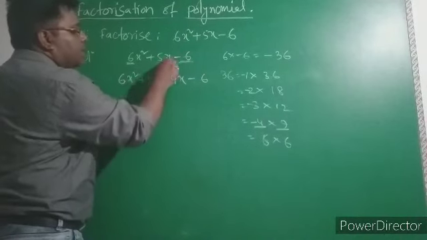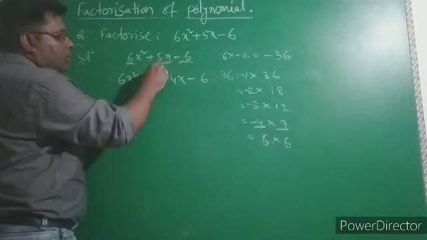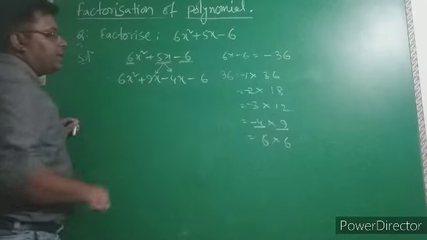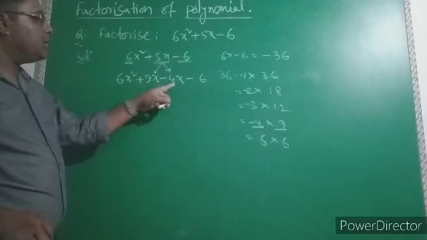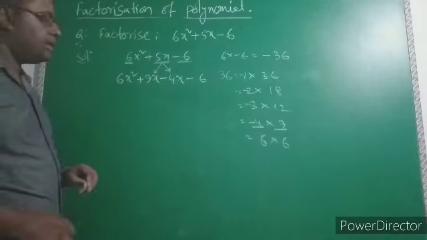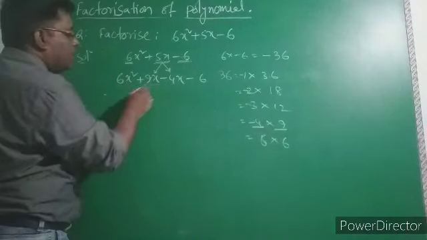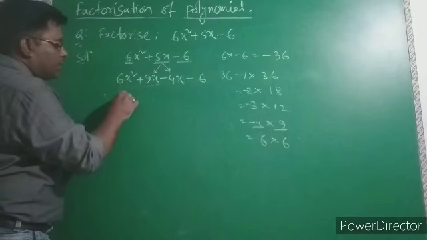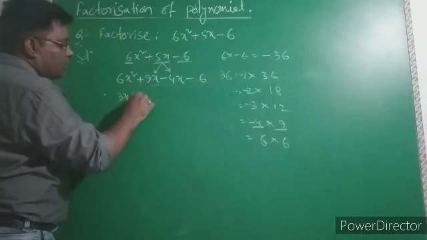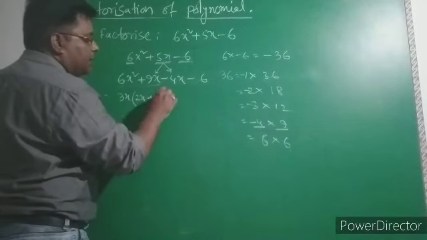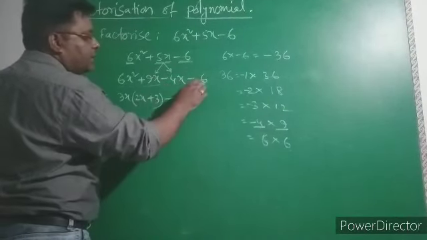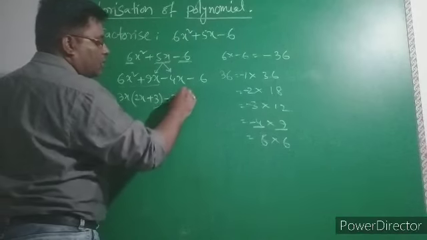That is, we split this middle term 5x into two parts. One is 9x and the other is minus 4x. That is 9 minus 4, which is 5x. Now take common. You get 3x common from these two. So it will be 3x into 2x plus 3, and from these two, the minus sign will be common, minus 4 and 6, 2 can be taken common.